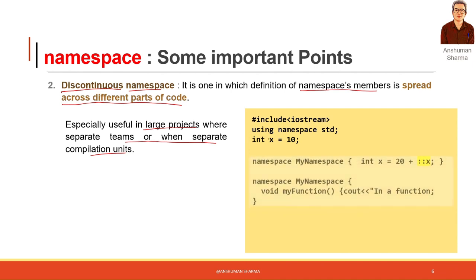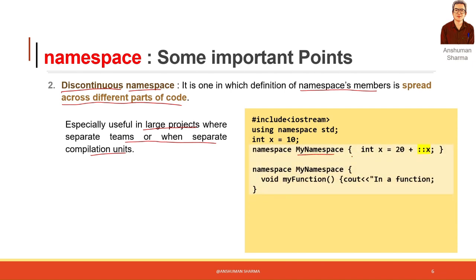So you can look over here, we have my namespace. Once defined, we have added x, a variable x that has its scope limited to this namespace. But here we have defined x, so 20 plus the global namespace value will be added over here. But again, if we define it now here, you can assume that it is spread across different parts of the code.